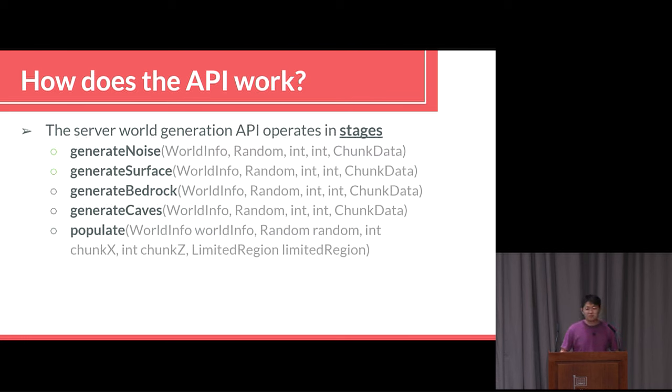These are the actual Java method signatures. We wouldn't need to really remember them for now. I'll show you the code snippets and I'll explain them more slowly later on. Just note that world info will contain the world seed, and we will use that for random number generation later on. This will be for reproducibility purposes. So the same seed will make the same world sort of stuff.